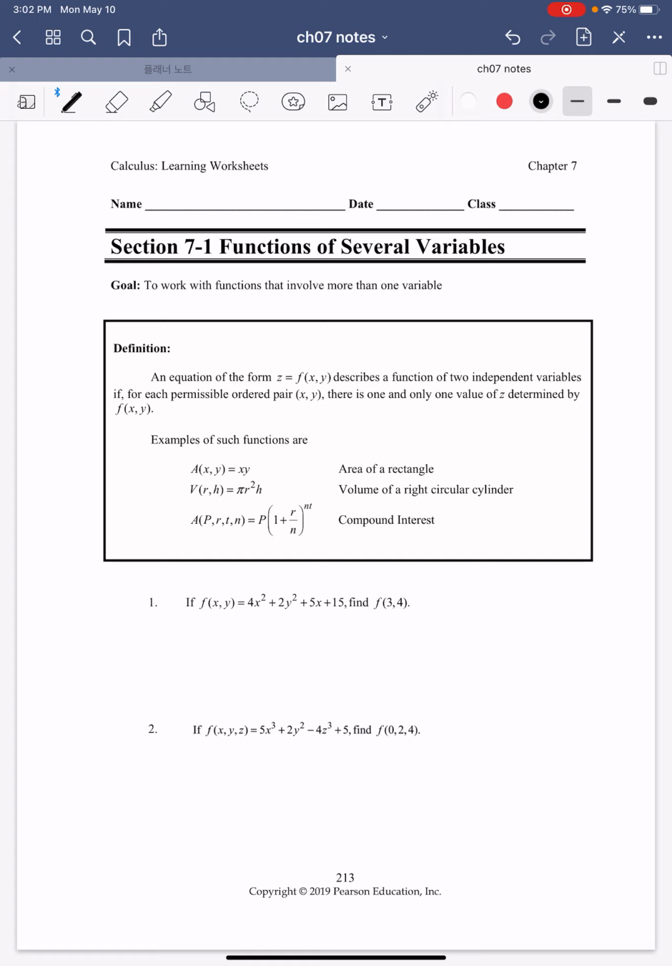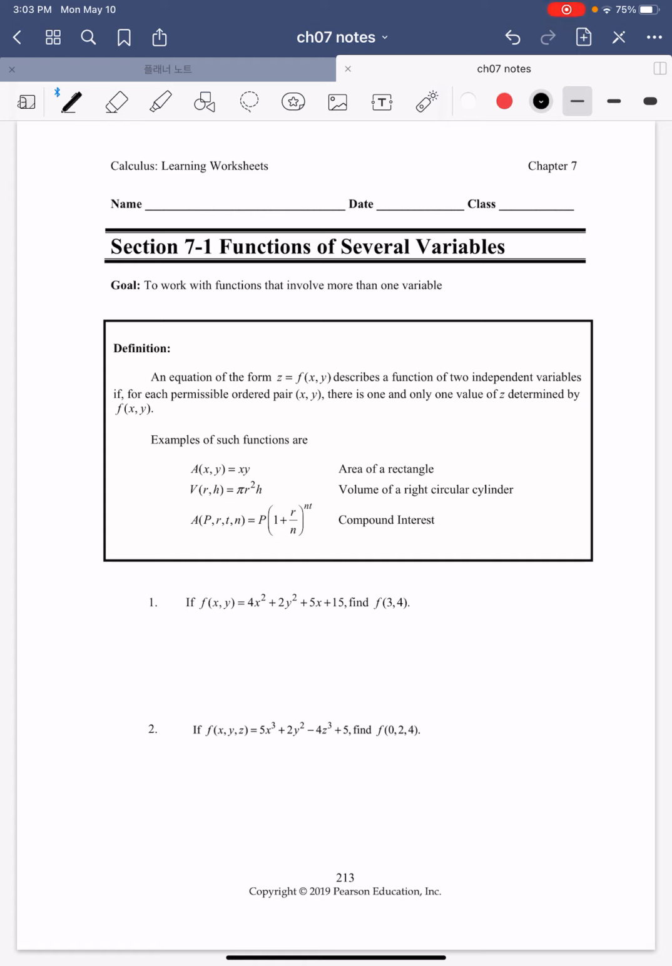So here's the definition. An equation of the form z equals f of x comma y describes a function with two independent variables, which are the x and the y. And then the function z is determined by those two independent variables.